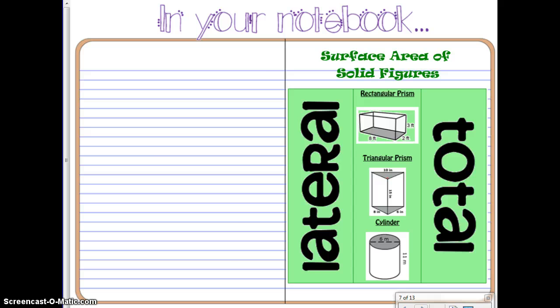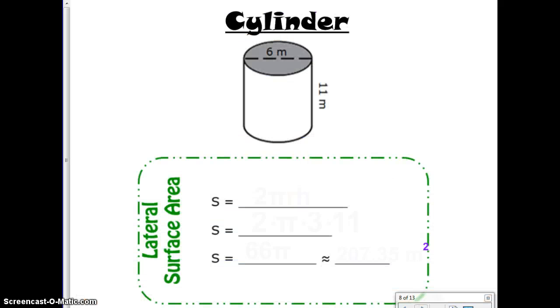So as we go to the foldable you were given, let's fill in some examples. The lateral surface area of a cylinder. We first write our formula, which we get from our chart. 2 is 2, we leave pi as pi. The diameter for this circle is 6, so that means the radius is 3, and the height is 11.